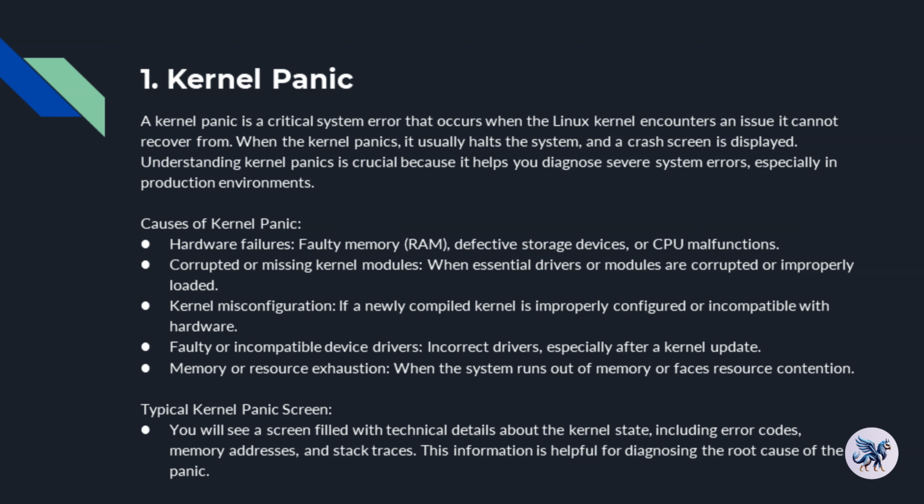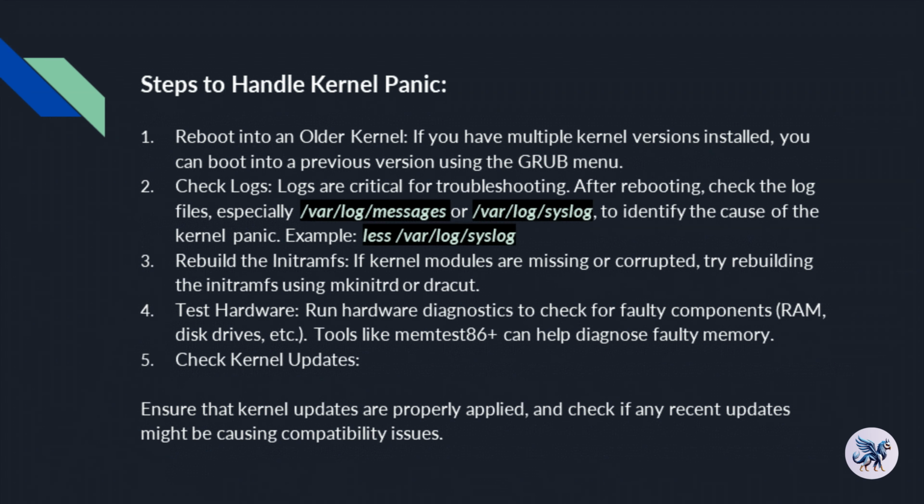Typical kernel panic screen: you will see a screen filled with technical details about the kernel state, including error codes, memory addresses, and stack traces. This information is helpful for diagnosing the root cause of the panic. Steps to handle kernel panic: reboot into an older kernel. If you have multiple kernel versions installed, you can boot into a previous version using the GRUB menu.